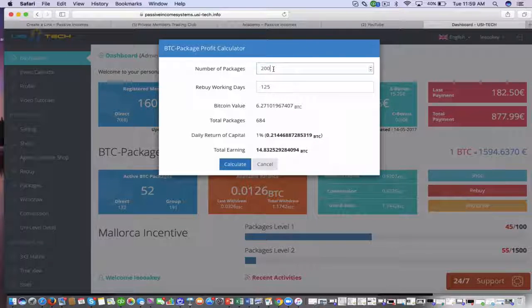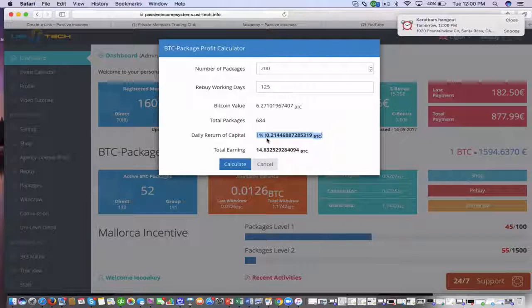Remember, she said to me she wanted to have around $3,000 as a residual income, but still making sure that her account was growing in the right way. So let's just take a look at what the daily return of capital will be when she has 200 packages. So it tells you that here she's going to have 0.2144. That'll do, I think, for numbers. And we'll multiply that by 1,600, which is currently the rate, approximately $1,600 to the Bitcoin. And this is shown in Bitcoin. And every day she's going to get 1% approximately daily return of capital.